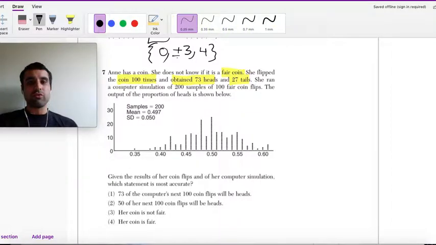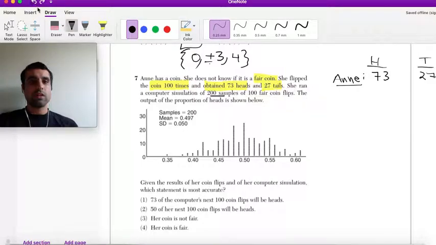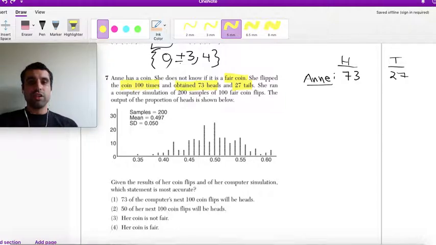Okay, so let's just note that. So Anne got 73 heads. I'll put H, and 27 tails out of 100 flips. So it's 73% heads, 27% tails. She ran a computer simulation of 200 samples of 100 fair coin flips. So if you look at the dots below, the output of the proportion of heads is shown below. I'm just continuing to use the highlighter because otherwise I end up crossing stuff out.